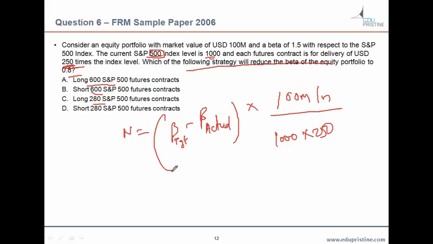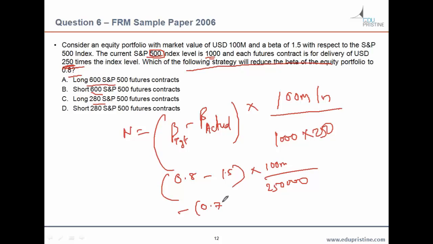Now the target beta is 0.8. The actual beta is what? 1.5, times 100 million, divided by the contract value. So what it tends to be is minus 0.7 times this value. What you net is minus 280 contracts.